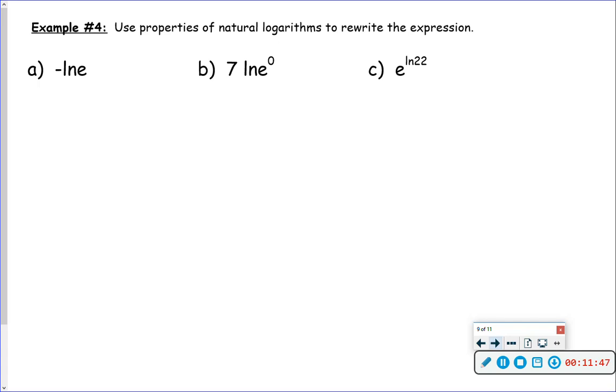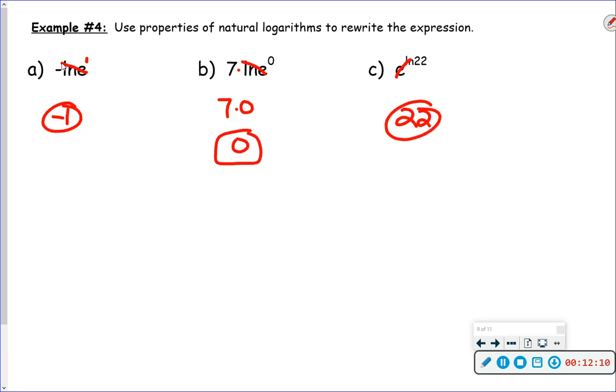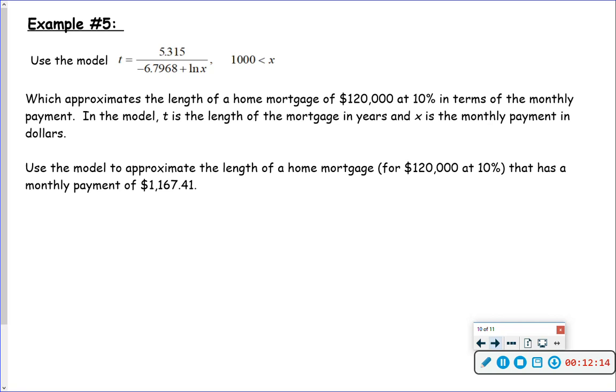All right, use properties of natural logs to rewrite the expression. So we're simplifying using your properties. Well, ln and e cancel out, leaving the power. Technically, it's a 1 on the e to the first, so negative 1. ln and e, same thing, cancel out. Recognize that's really a product between them, so you have 7 times 0. ln and e cancel each other out. I like those. Nobody gets those wrong.